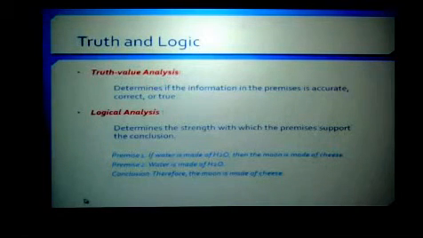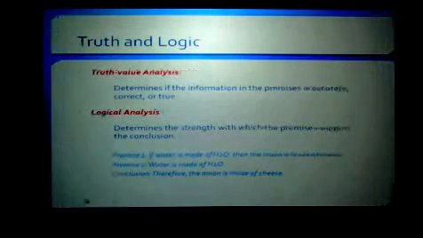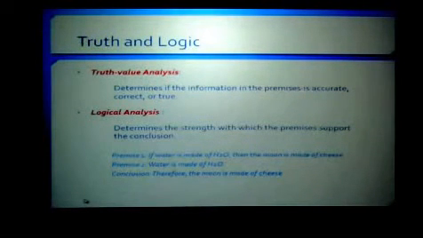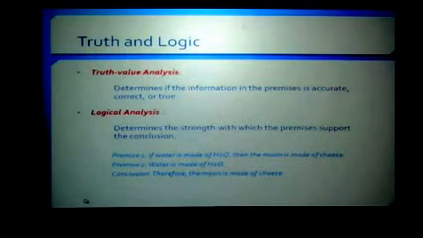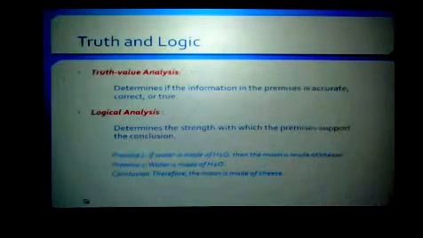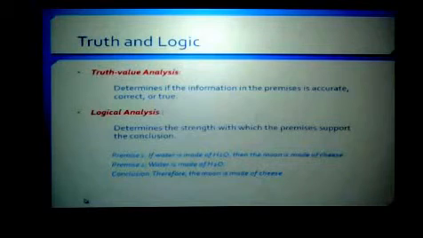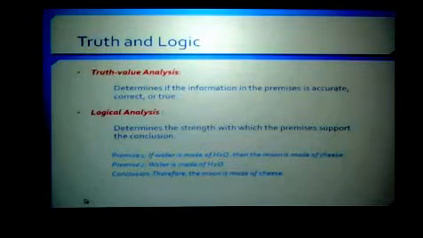Now remember, the purpose of an argument is to convince the listener or the audience that the conclusion is true by giving premises in support of the truth of the conclusion. So we need to know whether or not the premises that are given in support of the conclusion are actually true. This is what we do in truth-value analysis. We simply ask whether or not the statement, which is the premise, is true or false. And we determine the truth or falsity of the premise, the statement, based on whether or not it's actually the case that what the statement asserts is true in the real world.